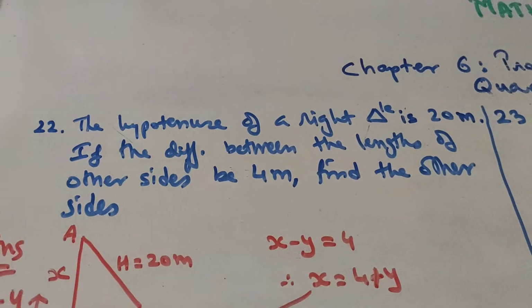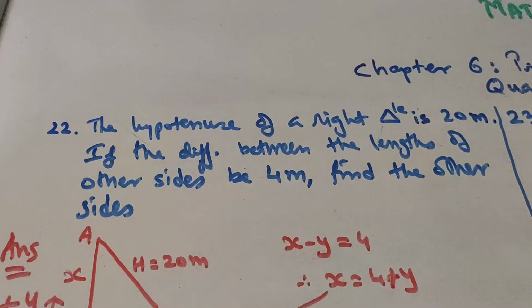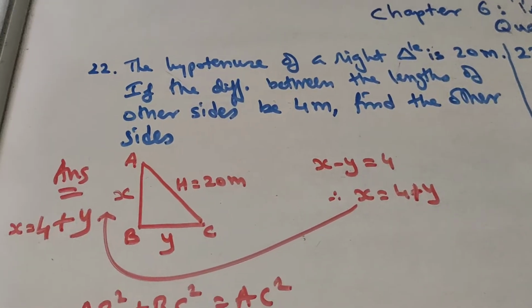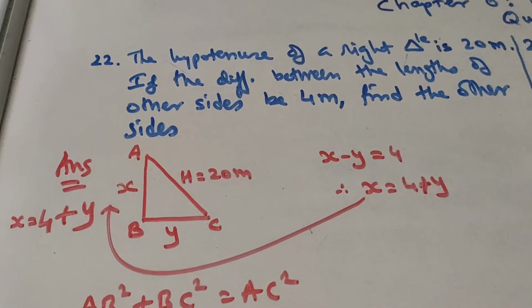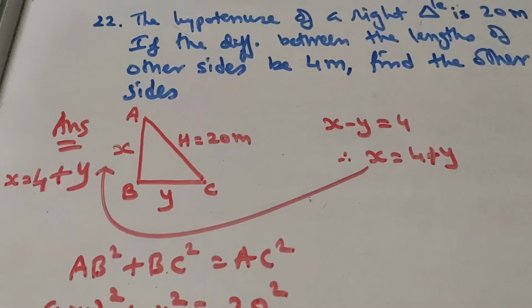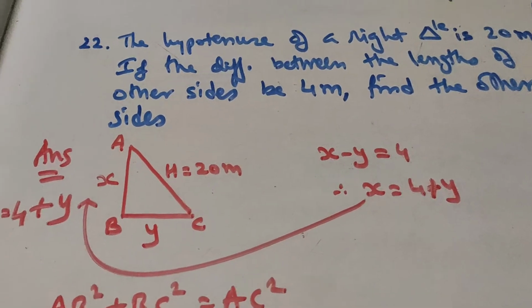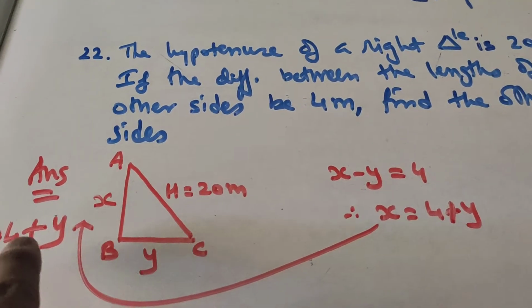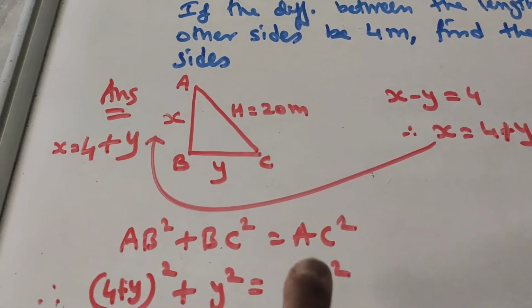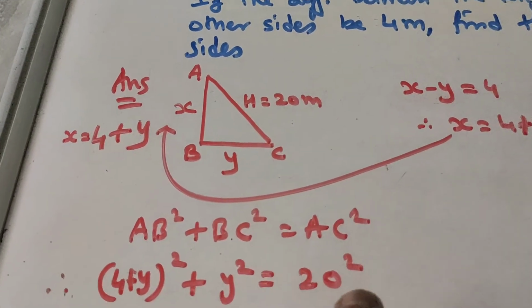The hypotenuse of a right angle triangle is 20 meter. If the difference between the length of the other sides be 4 meter, find the other sides. So I have drawn a right angle triangle, showing hypotenuse equal to 20 meter, AB as x and BC as y. Difference between the two sides is 4. So x minus y is equal to 4. Therefore x equal to 4 plus y. Substituting the value of x as 4 plus y and then applying Pythagoras theorem, AB square plus BC square is equal to AC square.